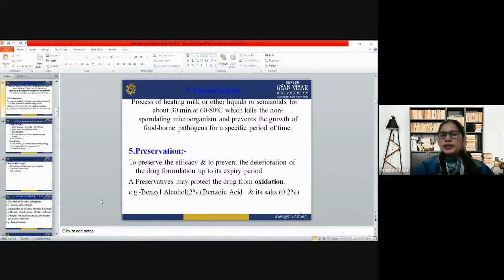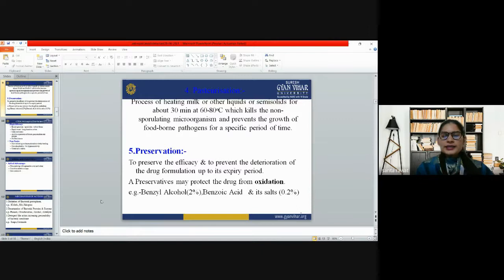Now, another term is pasteurization. So, what is pasteurization? Pasteurization is commonly a process of heating milk or other liquid or semi-solid for about 30 minutes at 60 to 80 degrees Celsius, which kills the non-sporing microorganisms and prevents the growth of foodborne pathogens for a specific period of time, like we do in our daily household with milk. So we pasteurize the milk to free it from contamination with other pathogenic microorganisms.